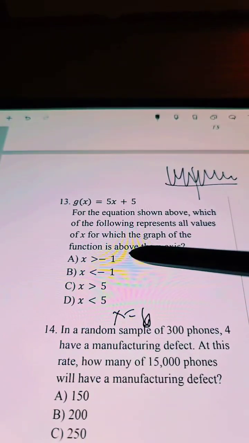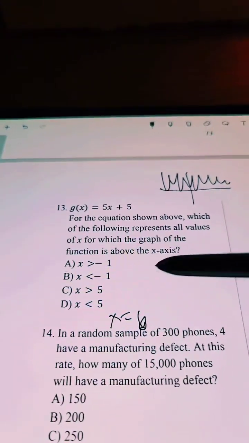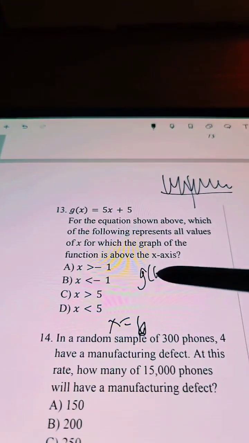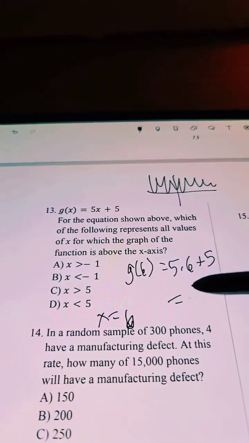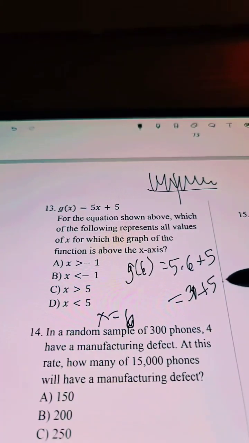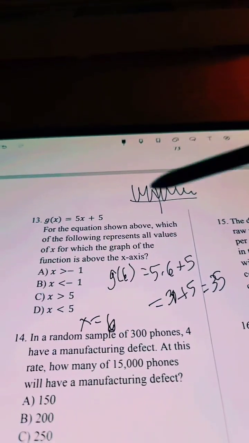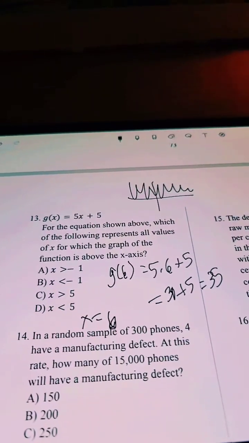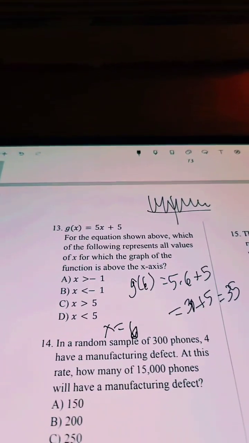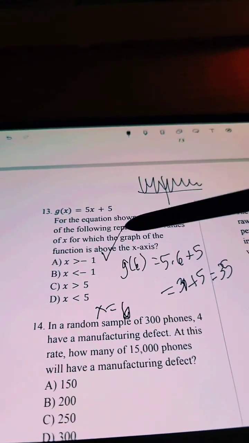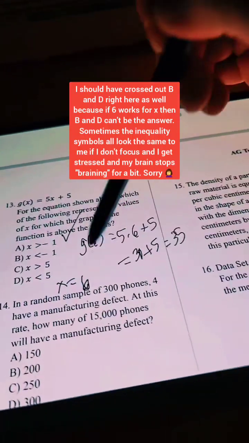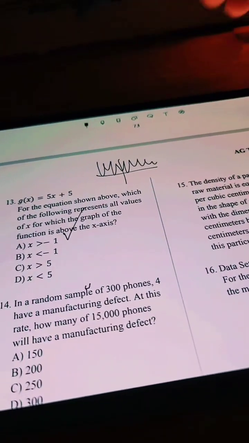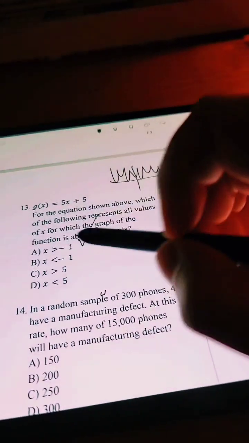So let's now plug in 6, and let's see, g of 6 is equal to 5 times 6 plus 5, so that's going to be 30 plus 5, which is equal to 35. So you're going to have a positive y value, which is what you want, like one of these quadrants which will have a positive y value, so that works out. And then you're going to do the same thing for the other ones. This would be much faster on test day, obviously, because you're going to be doing it in your head.